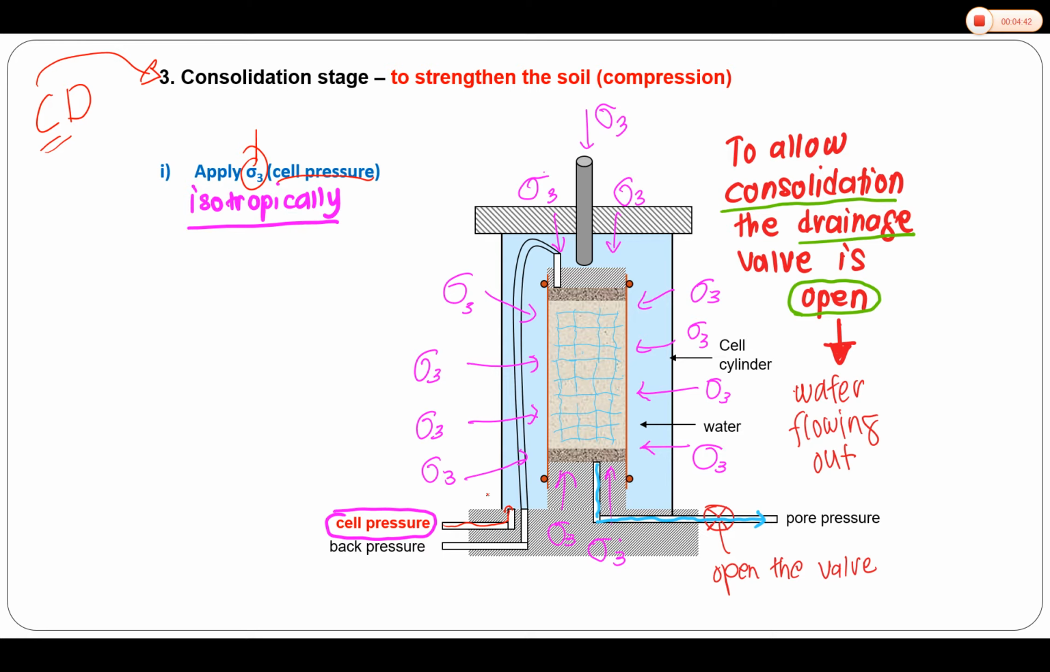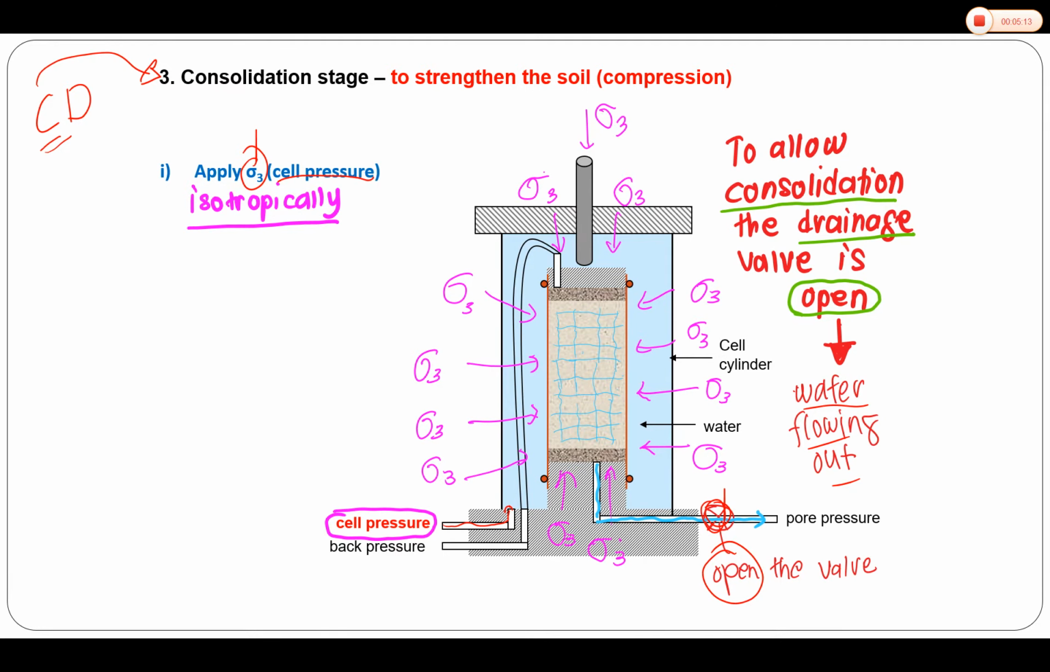And also, to ensure that the consolidation happens, we need to open the valve here. At the pore pressure line, there is a valve. So we need to open the valve. When we open the valve, the water will flow out. So kita dah apply pressure, so that pressure tu akan menolak air untuk keluar. So once the water flows out, the sample will slowly strengthen its body of soil.